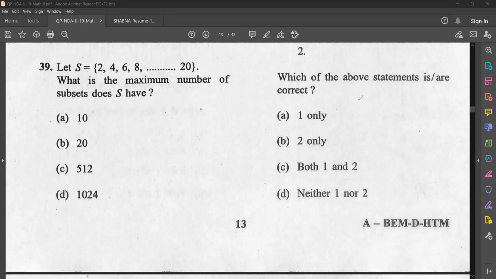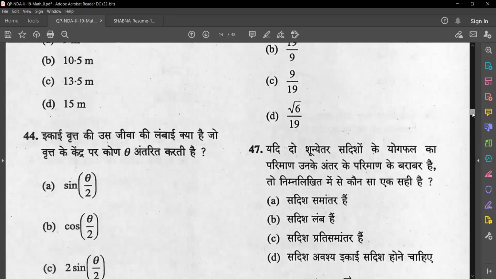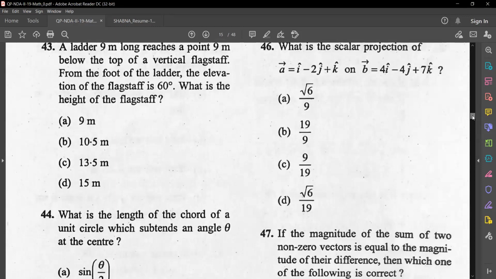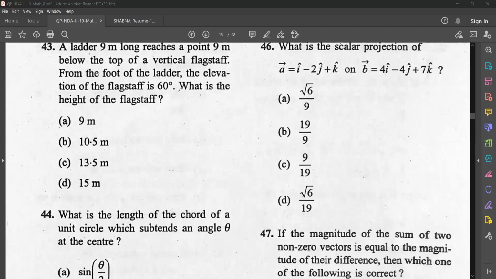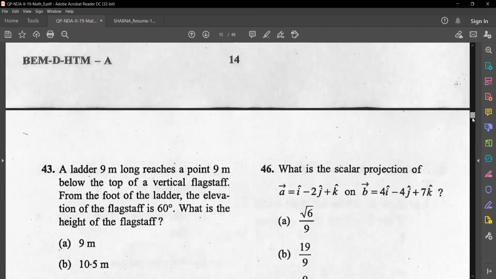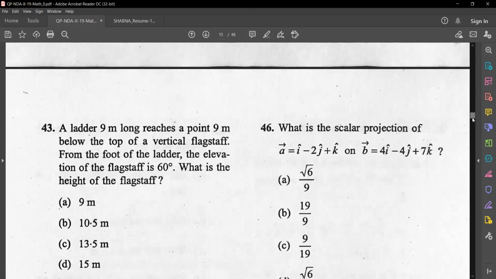Let's see another question. A ladder 9 meters long reaches a point 9 meters below the top of a vertical flag staff. From the foot of the ladder, the elevation of the flag staff is 60 degrees. What is the height of the flag staff?